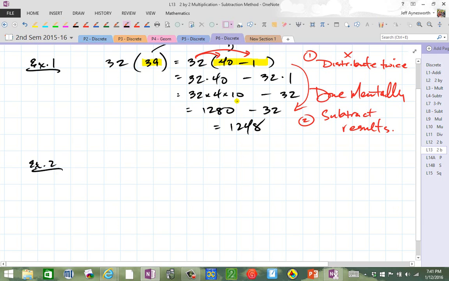Let me show you one more time. Let's suppose we're taking, I don't know, I'm just making these numbers up. Let's make some smaller numbers. 18 times, I don't know, 19, right?